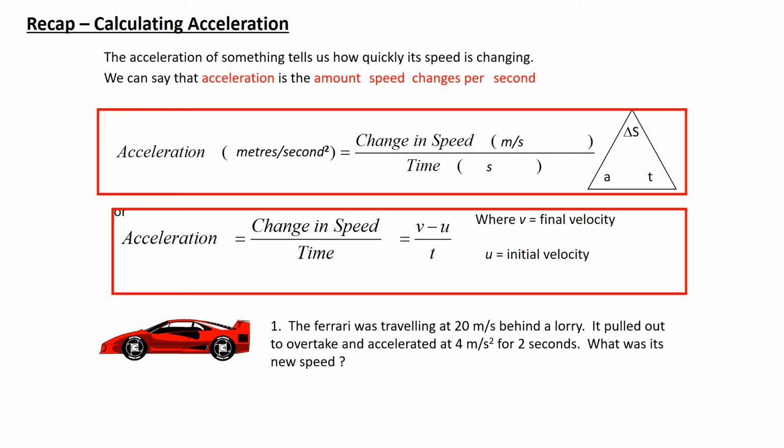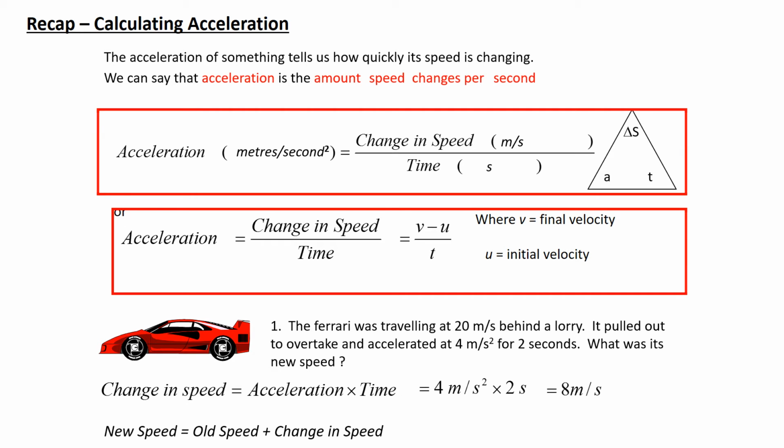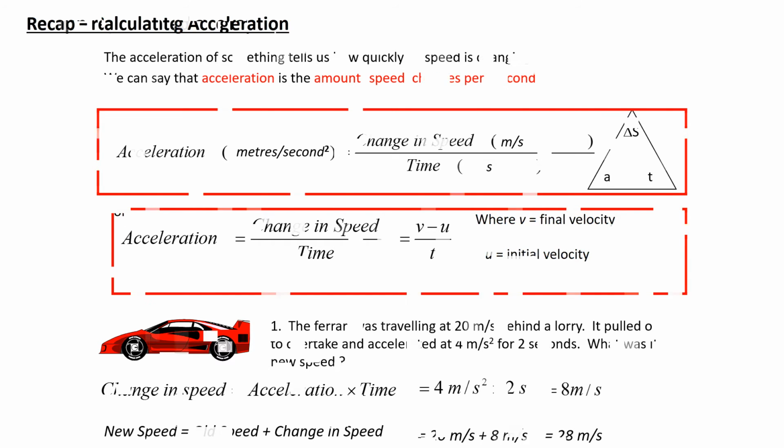So let's have a go at number 1. The Ferrari was travelling at 20 meters per second behind a lorry. It pulled out to overtake and accelerated at 4 meters per second squared for 2 seconds. What is its new speed? So acceleration times time, 4 meters per second squared times 2 equals 8. New speed is old speed plus change in speed, therefore it's 28.